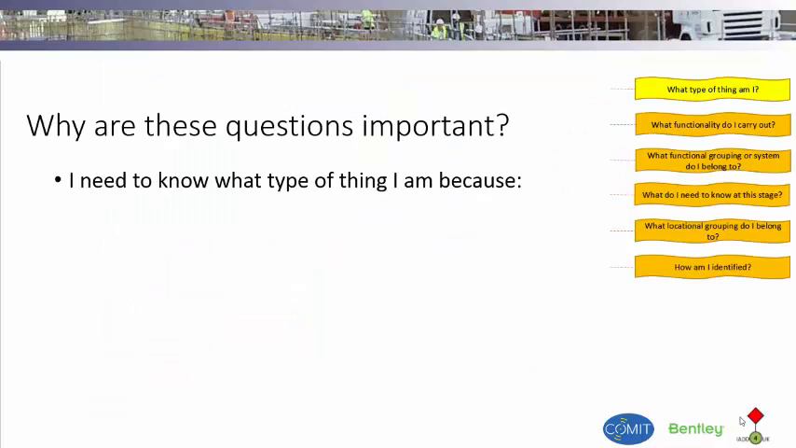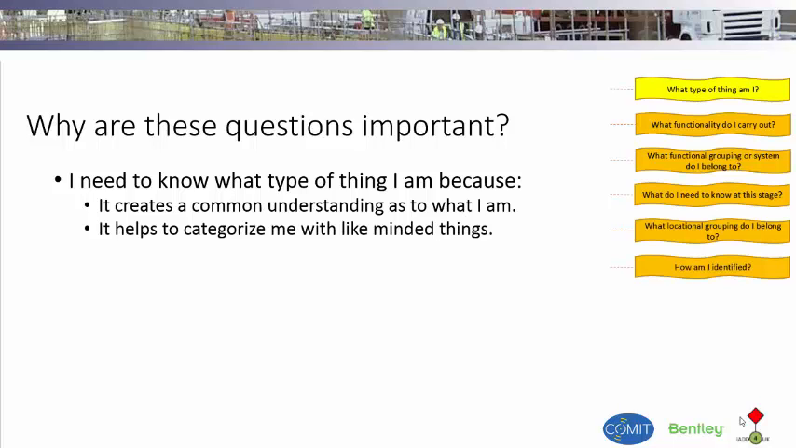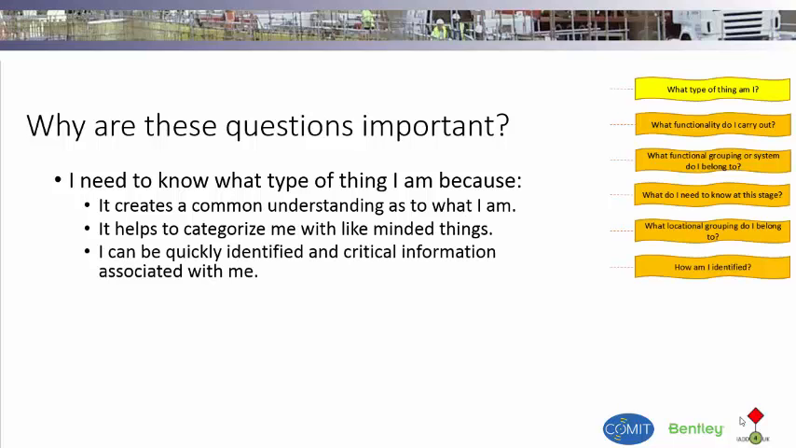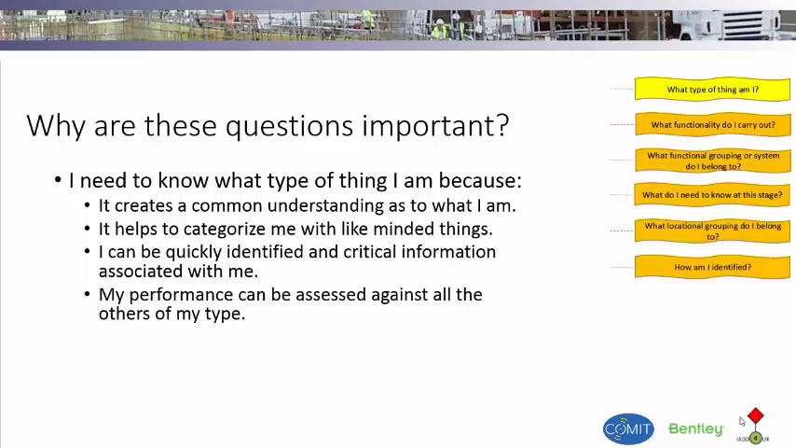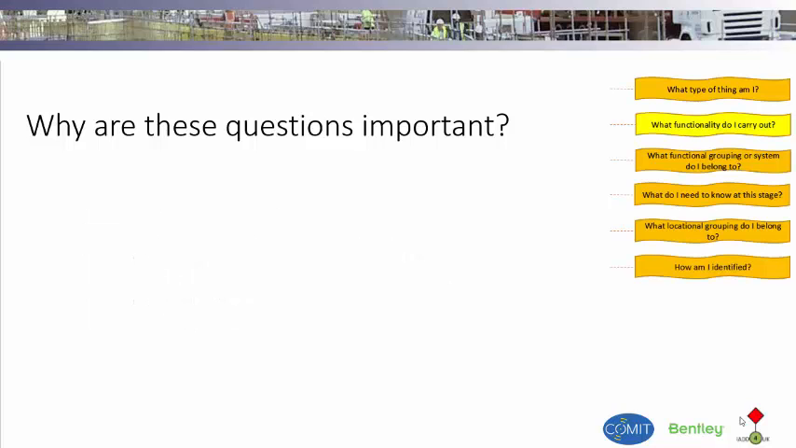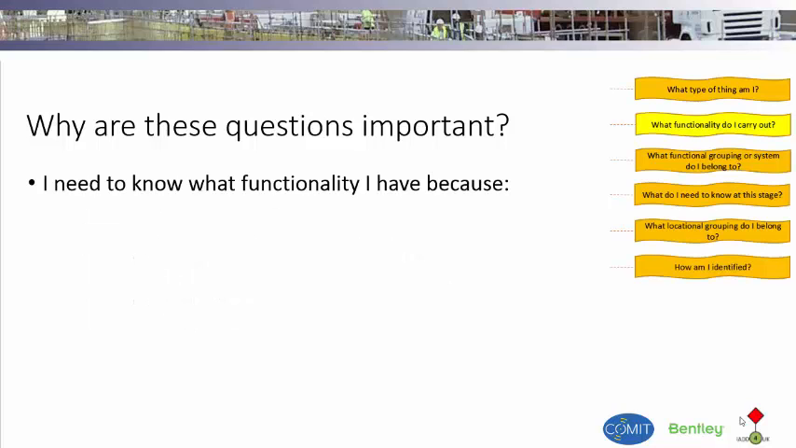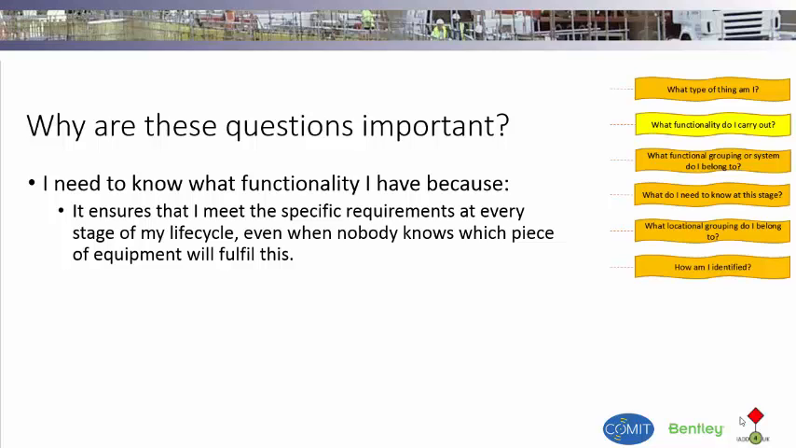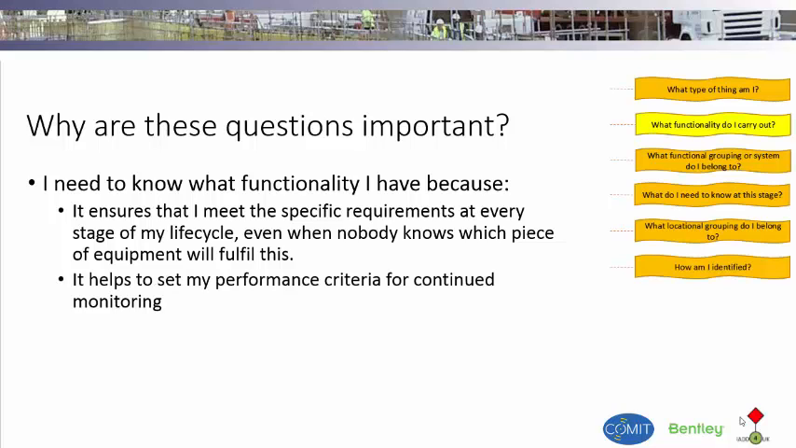I need to know what type of thing I am because it creates a common understanding as to what I am. It helps to categorize me with like-minded things. I can be quickly identified and critical information associated with me, and my performance can be assessed against all the others of my type. I need to know what functionality I have because it ensures that I meet the specific requirements at every stage of my life cycle, even when nobody knows which piece of equipment, material or product will fulfill this. And it helps to set my performance criteria for continued monitoring.